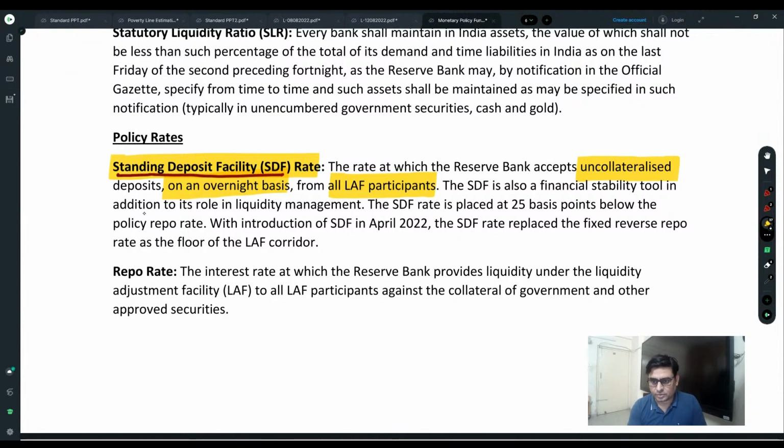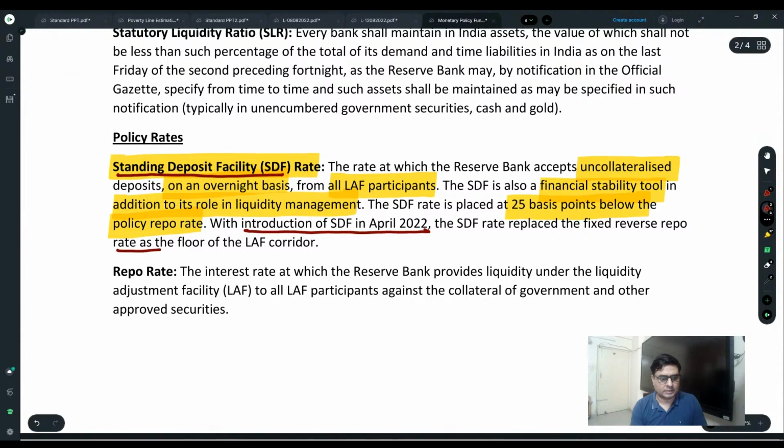The SDF is also a financial stability tool in addition to its role in liquidity management. The SDF rate is placed 25 basis points below the policy rate. These are the different things. The main important thing to understand first is that it was introduced in April 2022. The SDF rate replaced the fixed reverse repo rate as the floor rate for the LAF corridor. Again, this is not important.